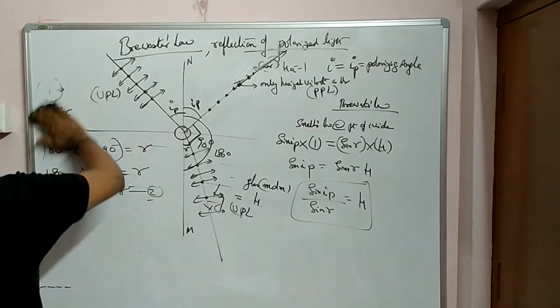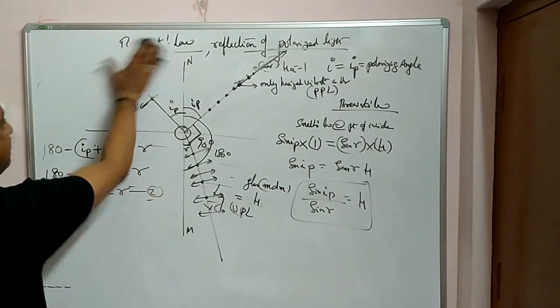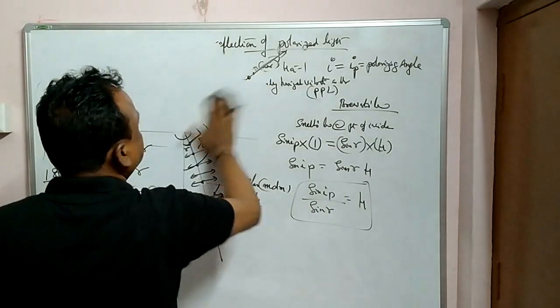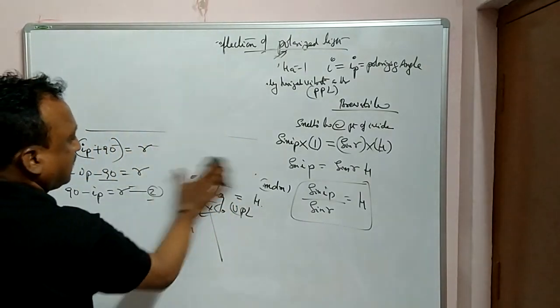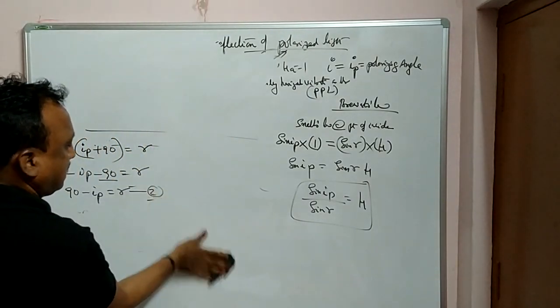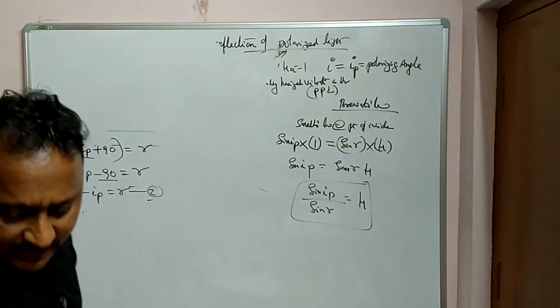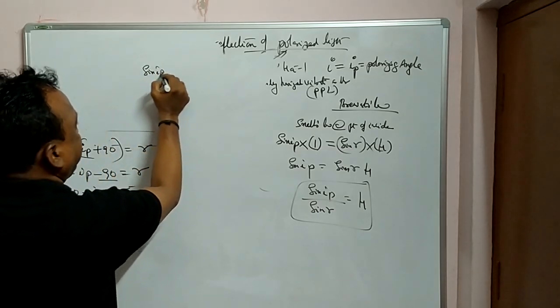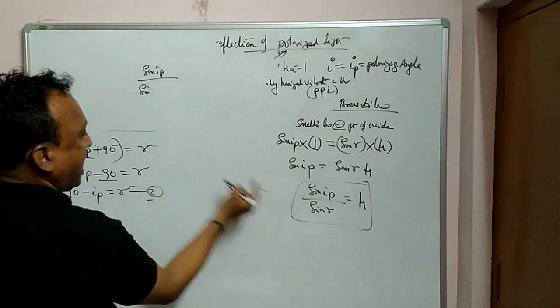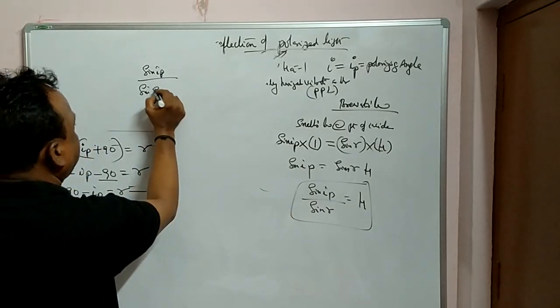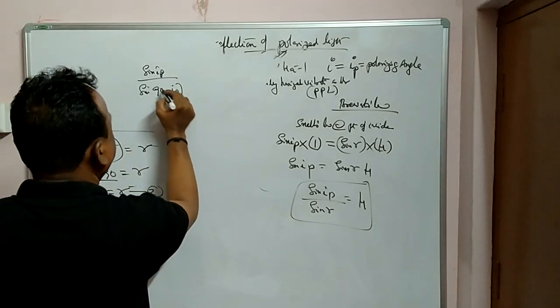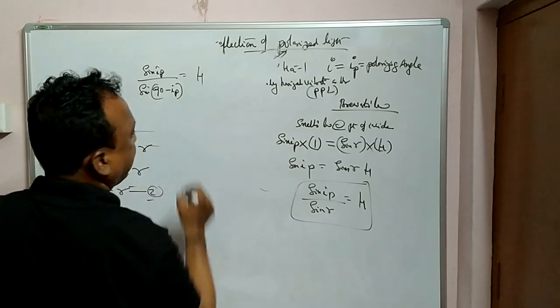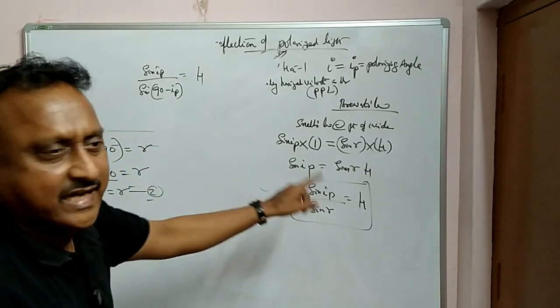So when you put that value, what happens? I am erasing this figure now. No need of the figure. So now what happens mathematically from Snell's law? Sin IP by sin R. What is R here? 90 minus IP. Sin IP by sin of 90 minus IP is equal to mu, the refractive index of the second medium.